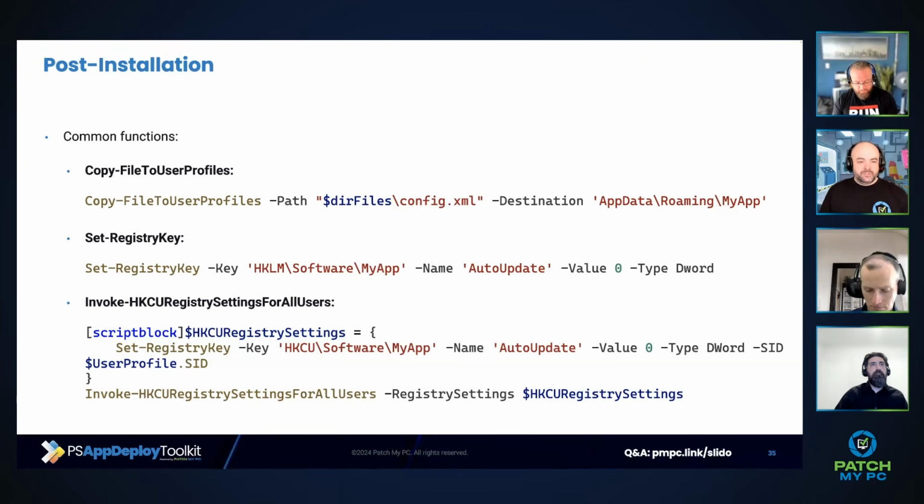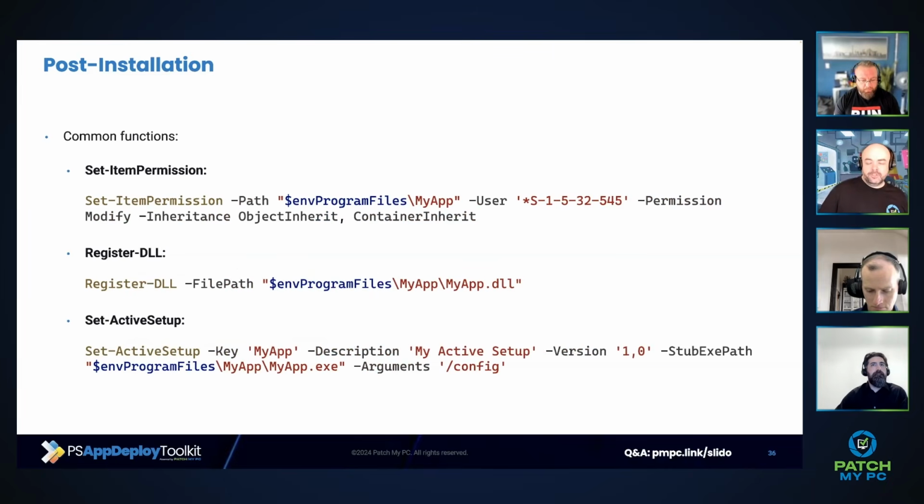Other things you might want to do is set permissions. If you need, for example, to give the users group modify permissions on a folder, there's an example showing that. As you can see, I'm using the SID S-1-5-32-545 for that, because if you refer to users by name, it will only work on an English OS. In French, it's something like utilisateurs, and every other language has got its own different name for it. So I advise to use a SID for anything like that.